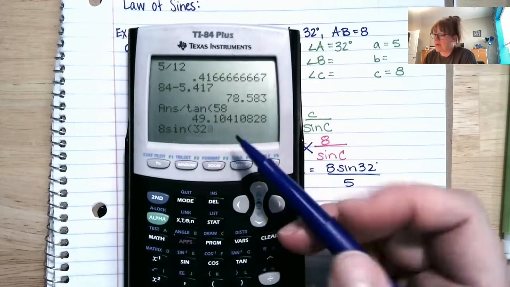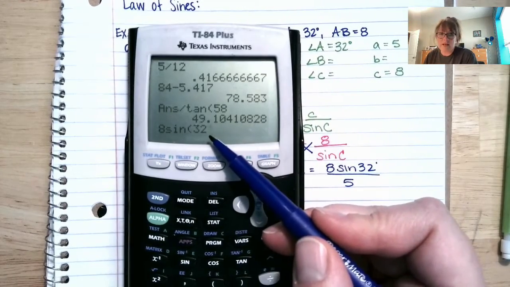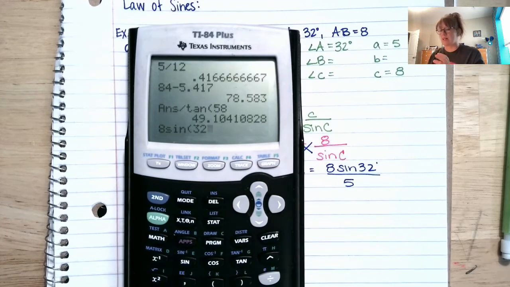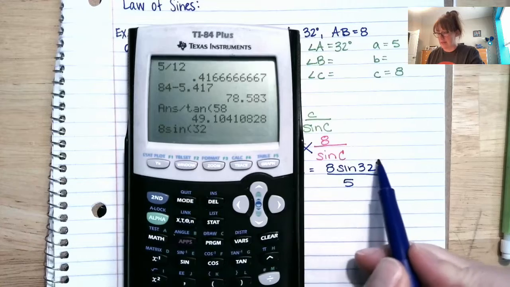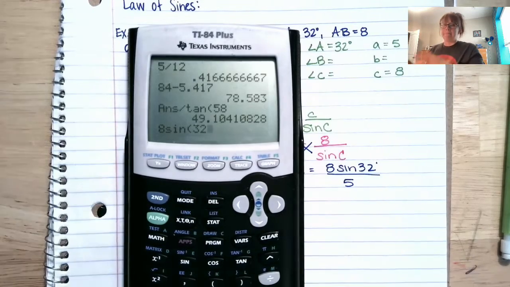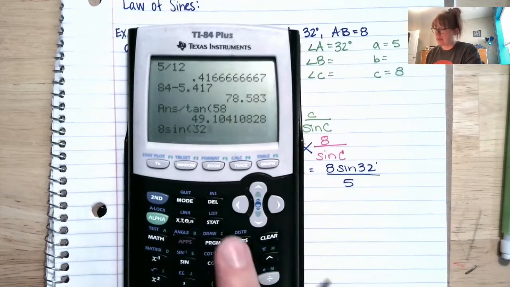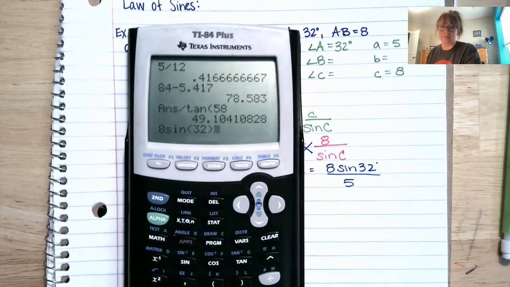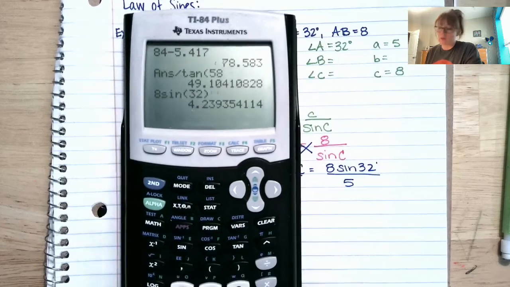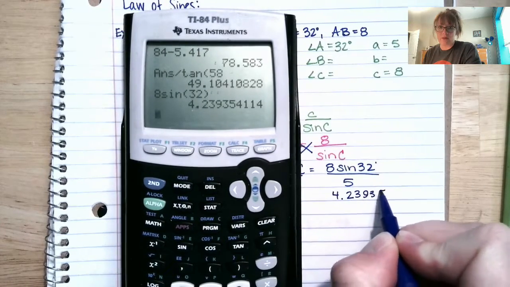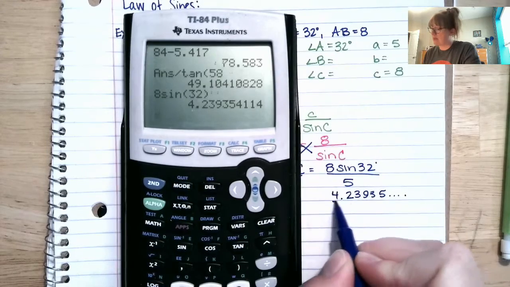If I do divide by 5 without closing that parenthesis, it's going to take the sine of 32 divided by 5 degrees. That's not what it's taking the sine of. It's taking the sine of just 32, that quantity now divided by 5. Super important: make sure you do just the numerator. So we get that and close that parenthesis if we'd like. On top we have 4.23935 and then divided by 5.